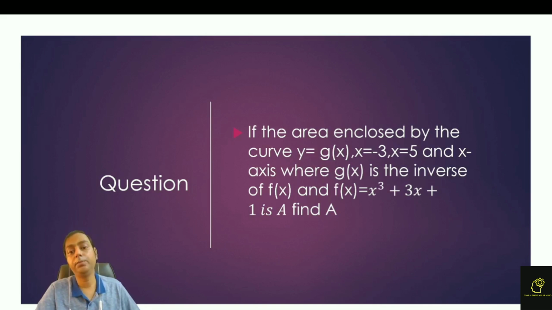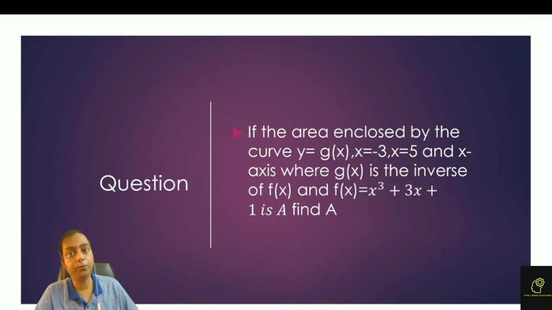Hello students, in this video I am going to discuss a question from the topic area under the curve. The question is: if the area enclosed by the curve y = g(x), x = -3, x = 5 and the x-axis, where g(x) is the inverse of the function f(x) and f(x) = x^3 + 3x + 1, is A. What we need to find? We need to find the value of A.